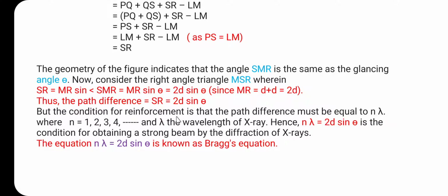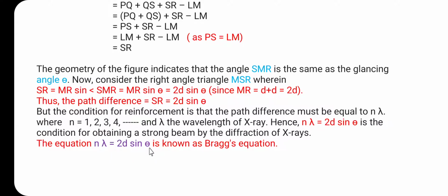But the condition for reinforcement is that the path difference must be equal to n lambda, where n is equal to 1, 2, 3, 4, 5 and so on, and lambda is the wavelength of the X-ray. So SR is equal to n lambda. This equation, n lambda is equal to 2D sin theta, is the condition for obtaining a strong beam by the diffraction of the X-ray. And friends, this equation is known as Bragg's equation.